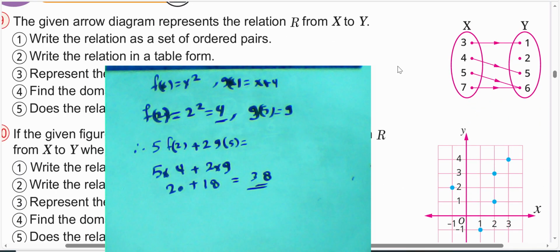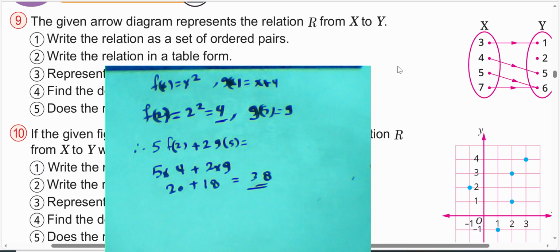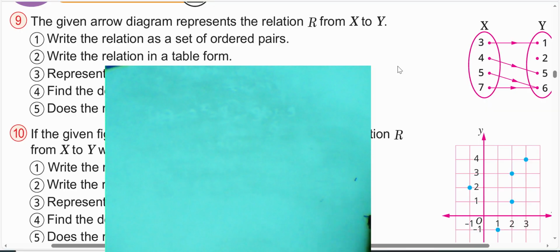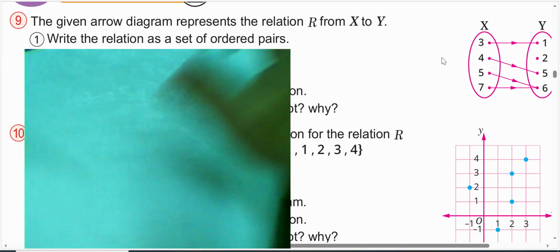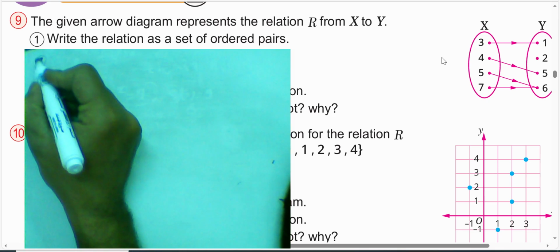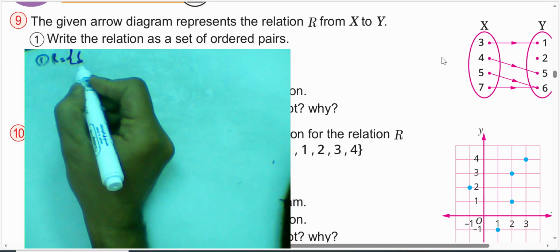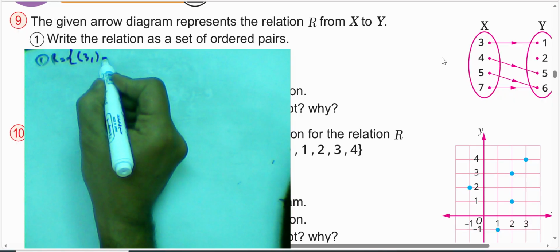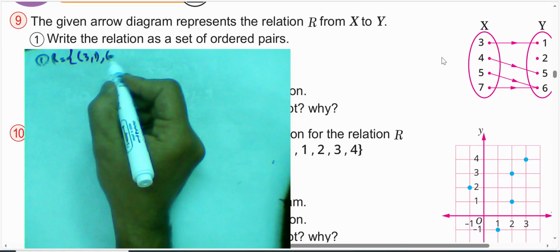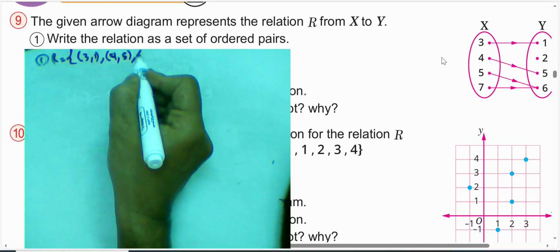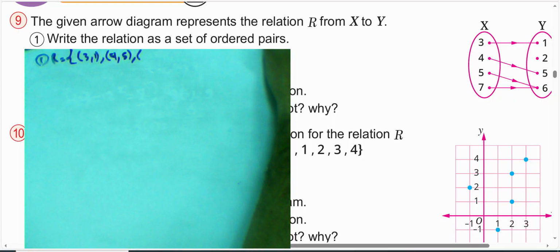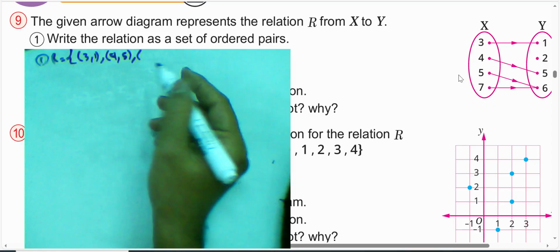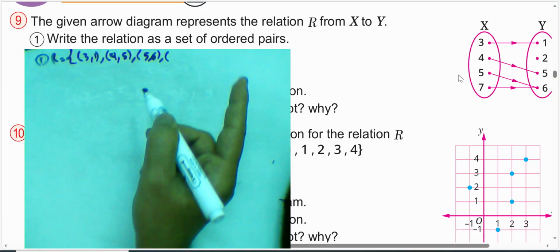Okay, next question. The given arrow diagram represents a relation from x to y. Write the relation in ordered pairs. Here we can put the relation. We have 3 with 1, 4 with 5, and 5 with 6. Look at the arrow here coming from 5 to 6. 5 with 6 and 7 with 6.